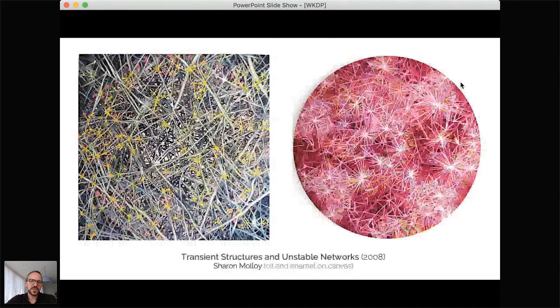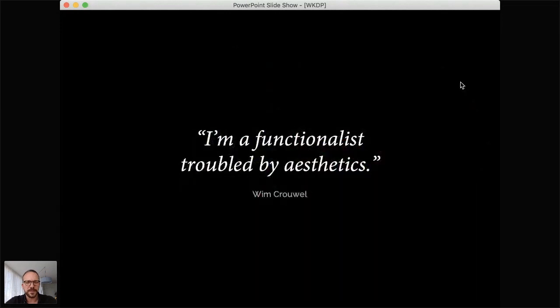And by the way, these are actually just a few paintings that I highlighted in the book. And these are beautiful paintings done by Sharon Malloy using oil and enamel on canvas. These are called transient structures and unstable networks, right? Beautiful, intricate paintings. Some of them are using oil on canvas. Others are actually using graphite. Some of these paintings have a lot of meaning for the people that put it. It actually reflects different structures in their own mind. So that was one misconception that I was trying to sort of change during my lifetime.